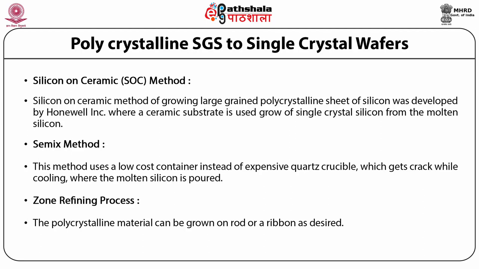The next process is the zone refining process. In this process, the polycrystalline material can be grown on a rod or a ribbon as desired. This is a crucible-free process where the polycrystalline ribbon or rod is deposited by chemical vapor deposition. The liquid silicon is held in position due to surface tension, and the shape of the feedstock decides the final shape of the grown crystal. This process purifies the material and single crystals are obtained.